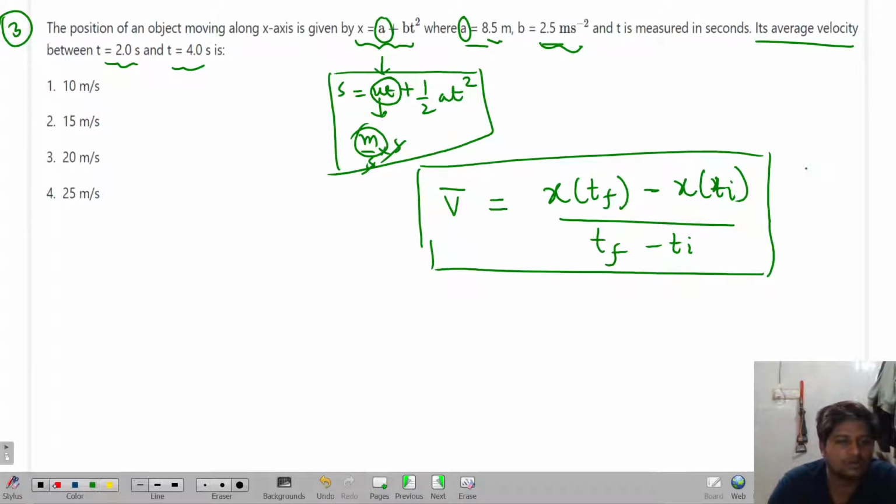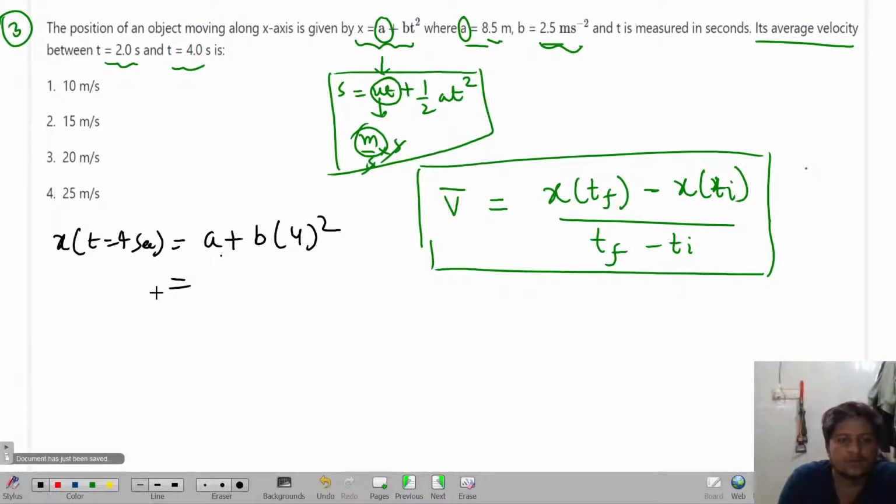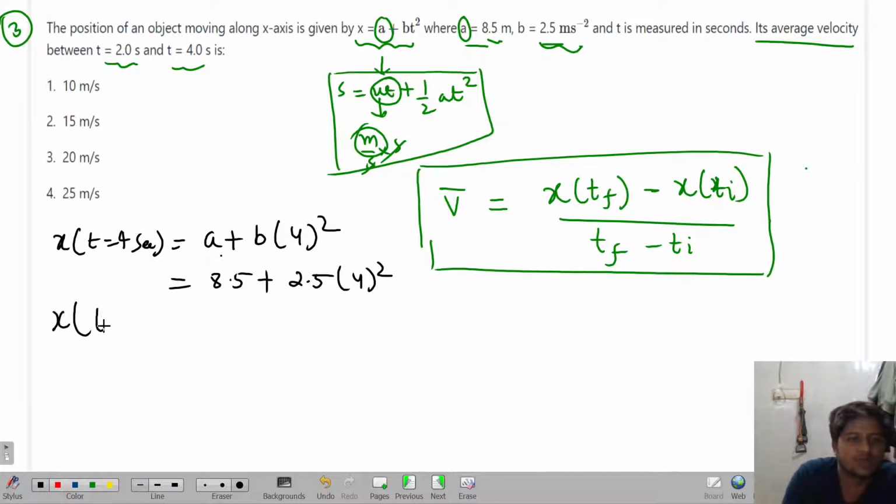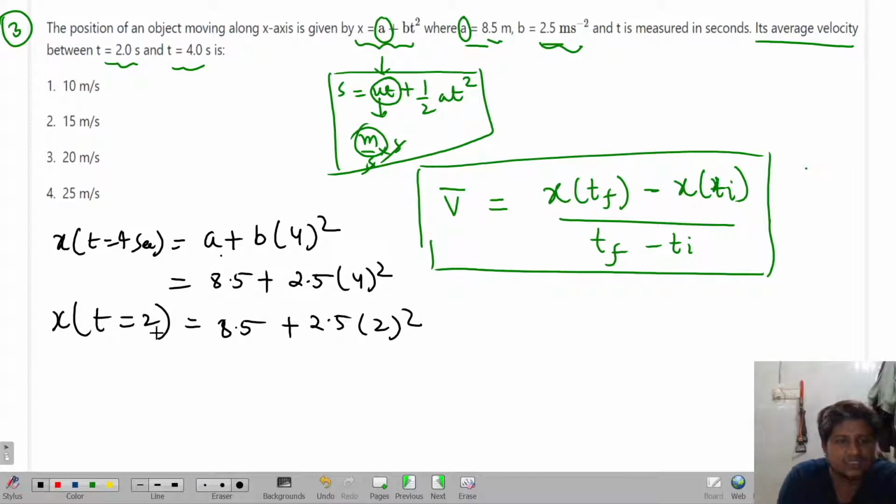Okay, so now look over here. The time here is 2.0 second, and the final time is 4 seconds. So displacement at final time first, t equal to 4 seconds. Just replace this 4 value for the variable. So it will be a plus b into 4 square. The value of a is 8.5, plus b is 2.5 into 4 square. Then for t equal to 2 second, again similar: 8.5, b is 2.5, but here it will be 2 square. So you have got displacement for 4 seconds and displacement for 2 seconds.